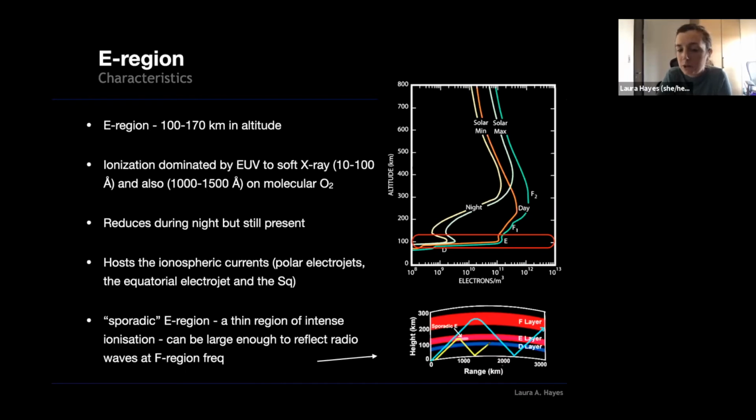And I won't talk too much about this because I really don't know too much about it, but it's something you might have heard about before as sporadic E region. That's just what it is, a little blob of high electron density that moves around the E region.